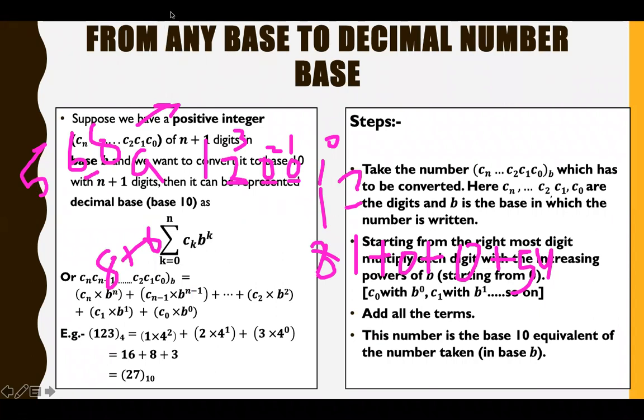So any problem in this conversion? Anyone? No, sir. So basically, if you have to convert to base 10, you just write the digits, and for the succeeding digit, multiply with the succeeding powers of the base.